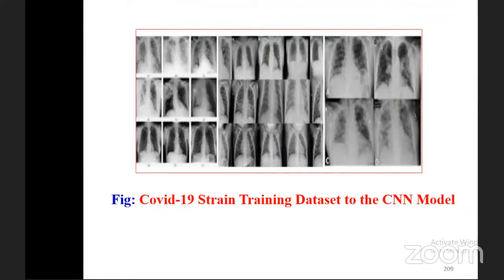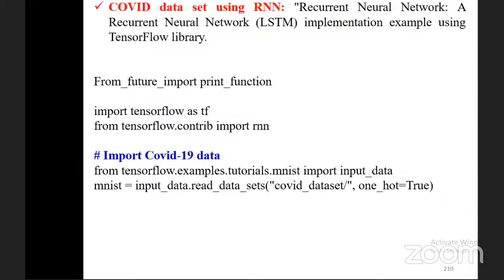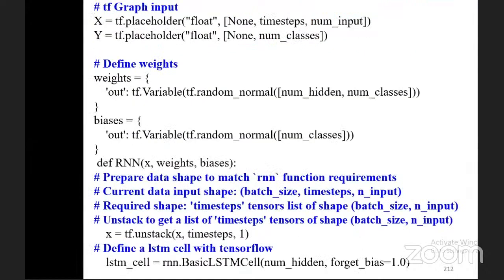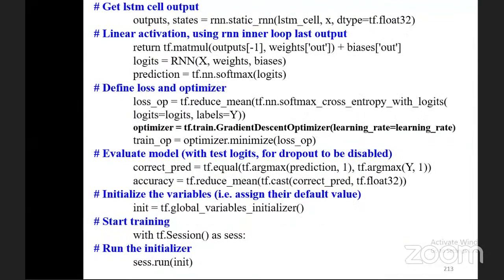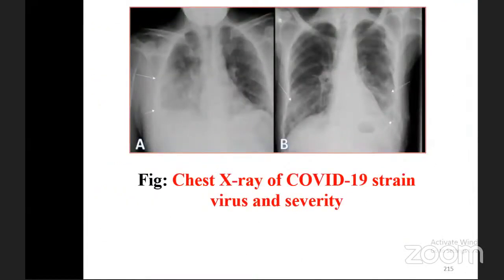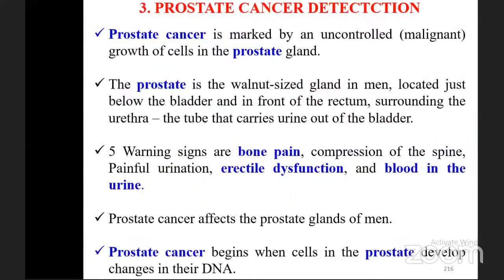This is the state training. This is the code, RNN. I have used RNN, especially training parameters, network parameters, graph input, define weights. These are the functions I have applied in this. Finally, I got the X-ray images, X-ray, COVID-19 strain virus, and severity levels.